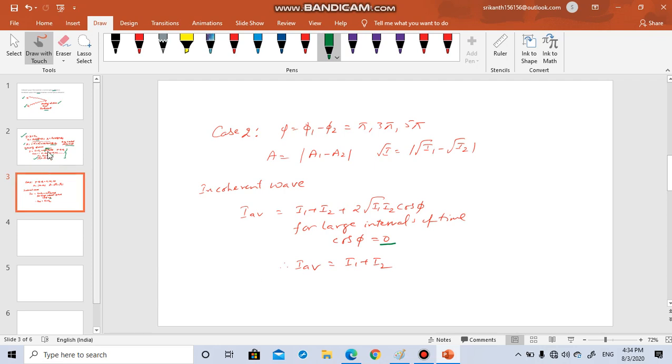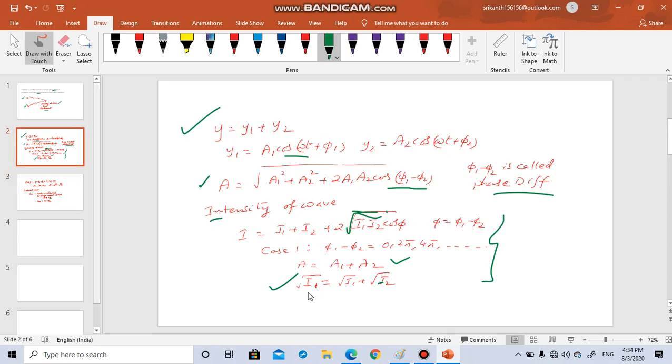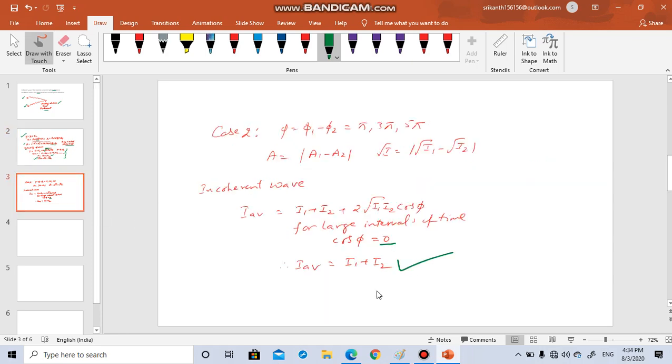In the previous case what happened? You are getting root over I is equal to root over I1 plus I2. Which intensity is more? This intensity is more.